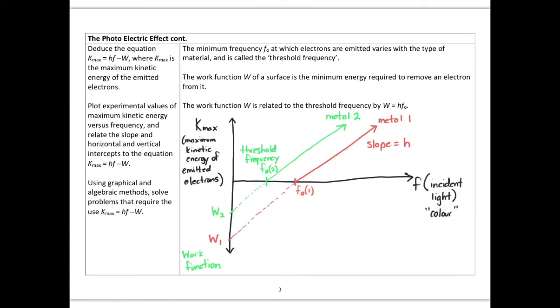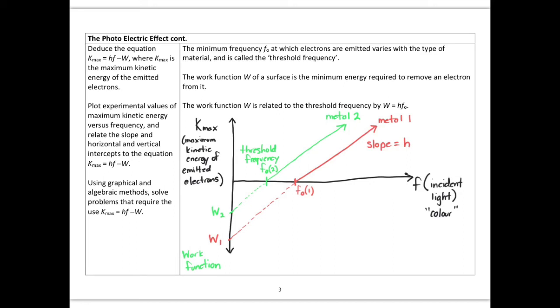So let's think about what result we might see if we did the experiment that we just talked about on the previous slide. If we had on our y-axis here the kinetic Kmax, which is the maximum kinetic energy of the emitted electrons. On our x-axis, we had the frequency of the incident light, which is basically a representation of the colour of the light. Obviously, the blue-violet end has a higher frequency than the red end of the spectrum.